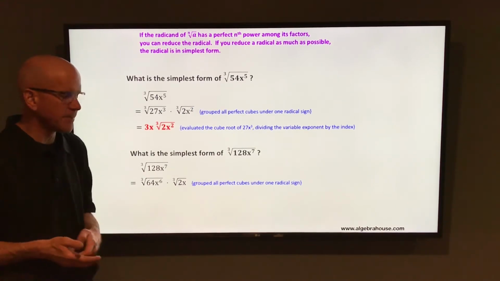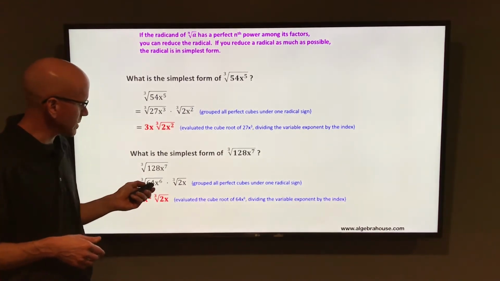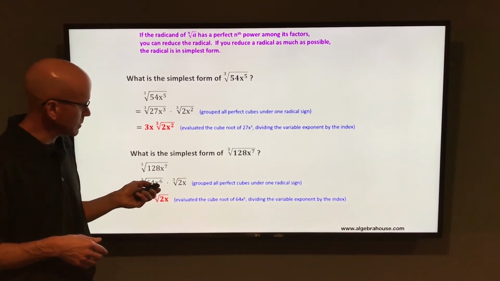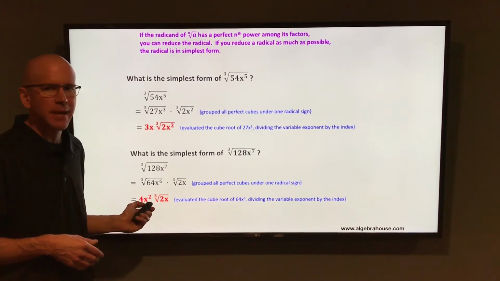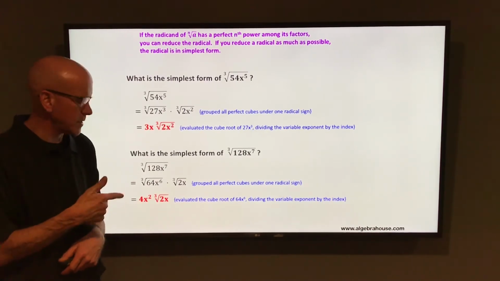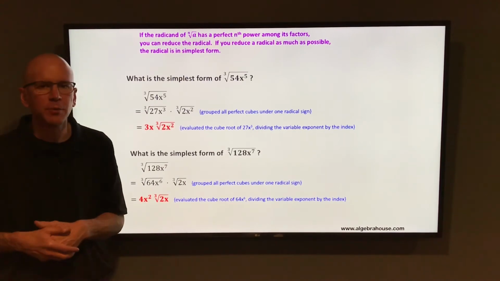So the cube root of 64 is 4. Cube root of x to the 6th is x squared. And all you have to do is divide that exponent by the root. So 6 divided by 3 is that 2. Then you still have that cube root of 2x left over. So this simplifies to be 4x squared times the cube root of 2x.